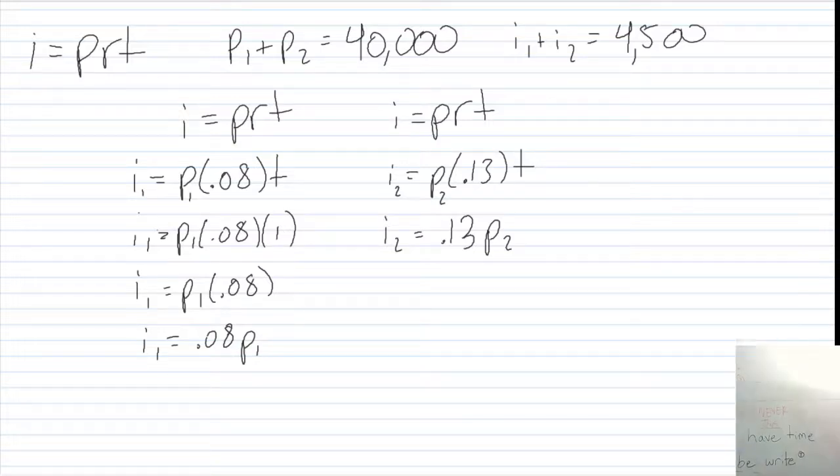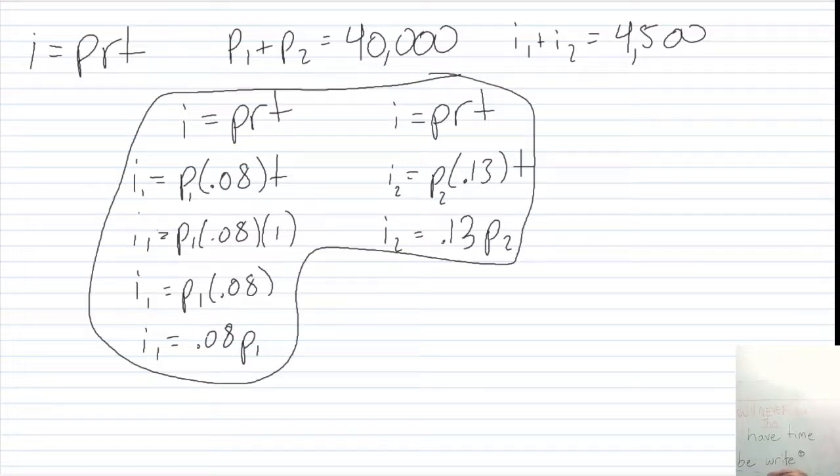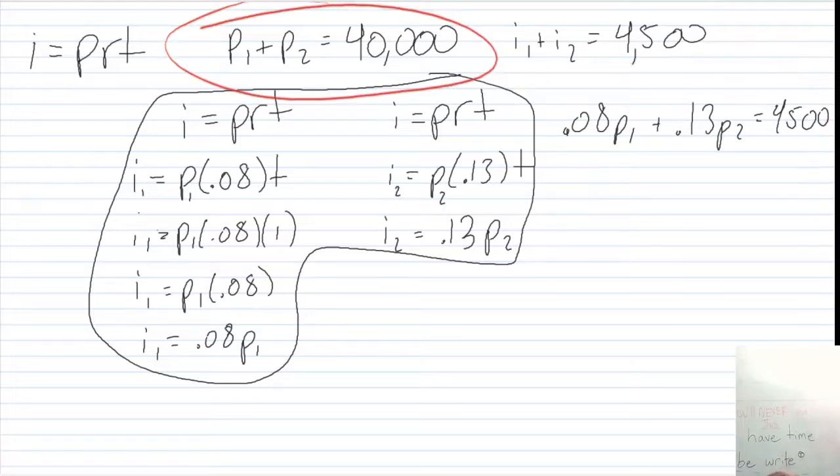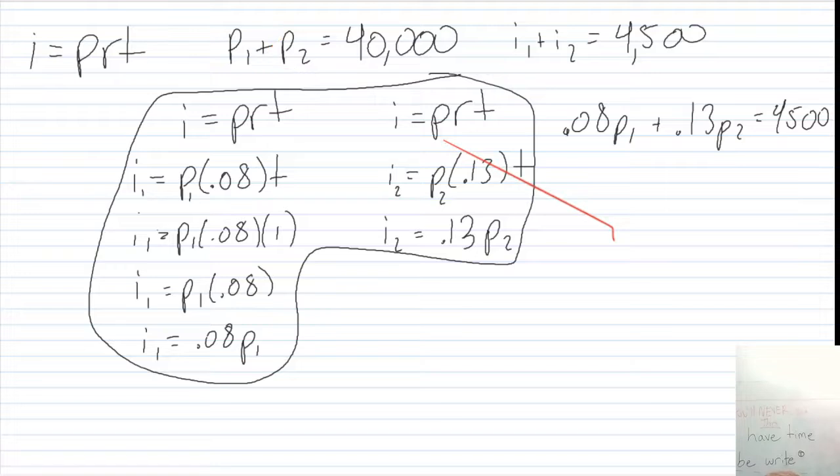I take that back. Since we already have sentences right here, we see that I1 equals that, and I2 equals that. So let's make our substitutions right up here. So instead of writing I1, we're going to write 0.08p1 plus 0.13p2 equals 4,500, and this is helpful because now we have 2 sentences with the same 2 variables, which is what we need for problems like this. So now what we can do is get one of our variables by itself and carry on from there.